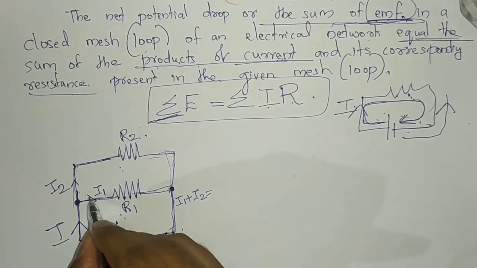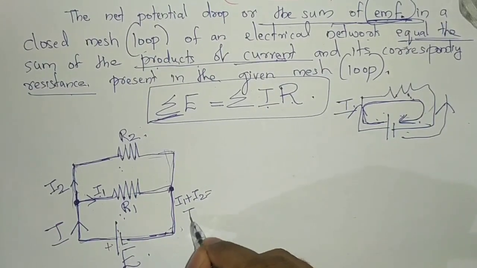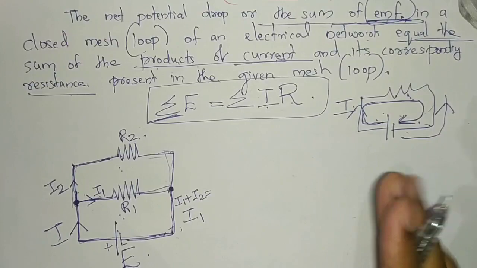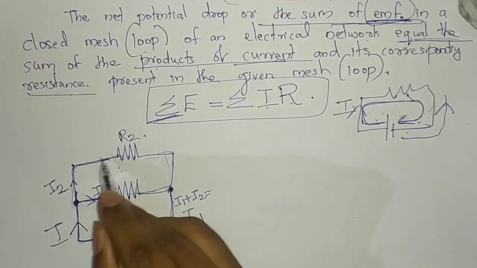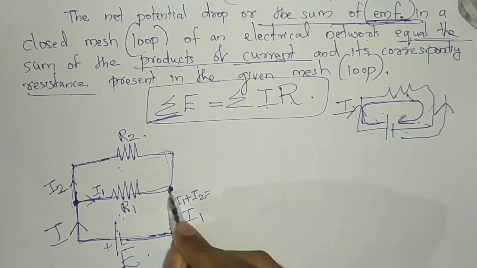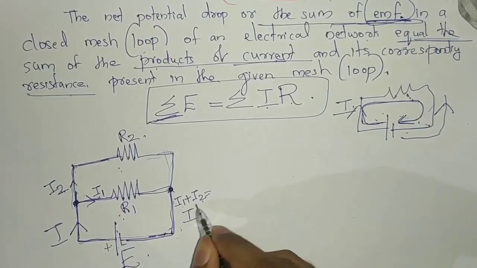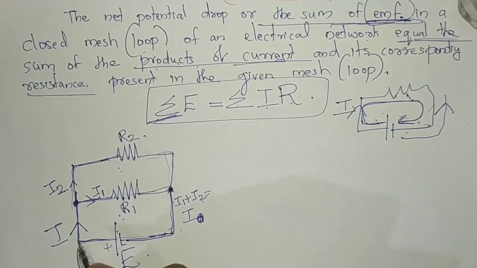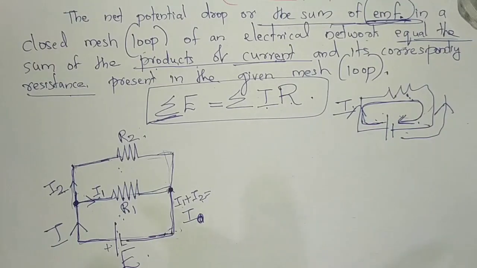You know that I was split into I1 and I2. So when they are meeting, I1 plus I2, you will again get I. So there is no loss in current finally. So I is splitting into I1 and I2, and after traveling through here, current will definitely meet here, and I1 plus I2 will again give you current I itself. So total current entering the junction will be equal to total current coming back to the junction.